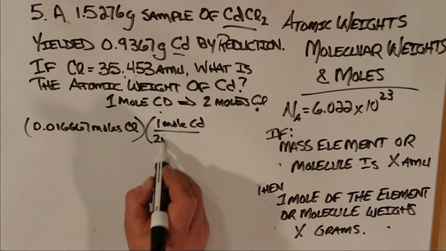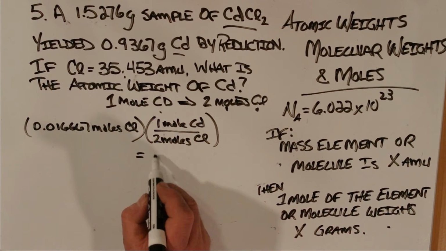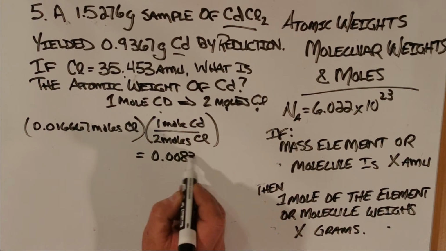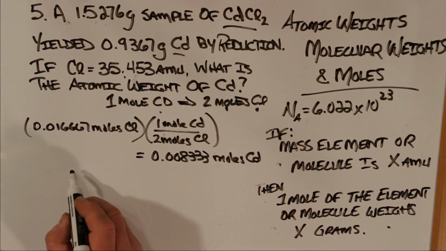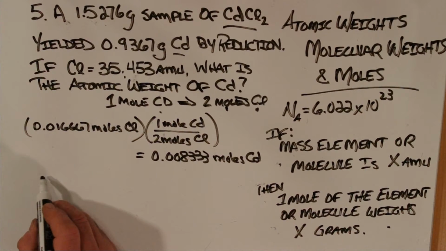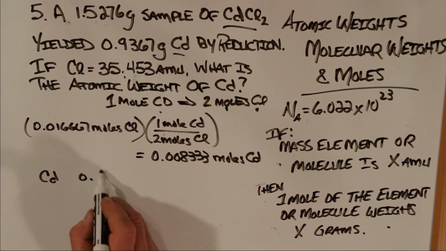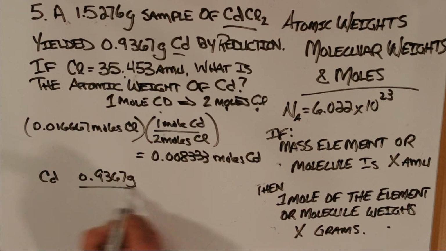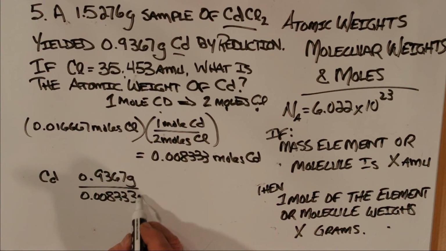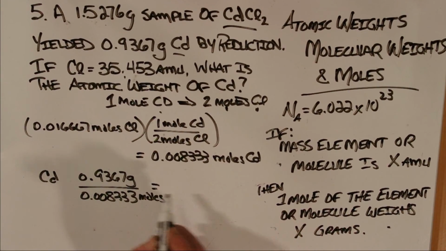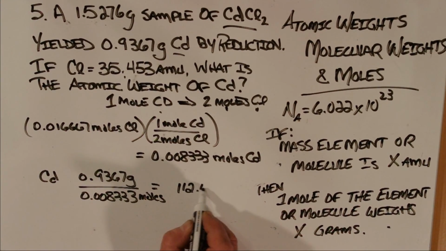And so using that relationship, we can determine that we had in our initial sample 0.008333 moles of cadmium. And then finally we can use the relationship that 1 mole of the element has a molecular weight of X grams. We had 0.9367 grams of cadmium, which represents 0.008333 moles of cadmium, which gives us an atomic mass of 112.14 AMU.